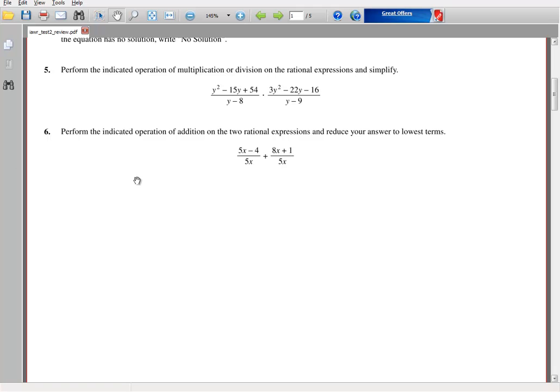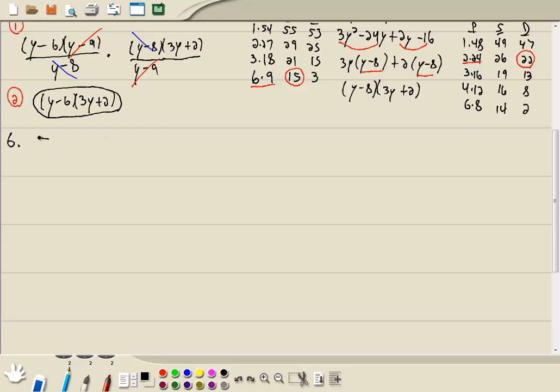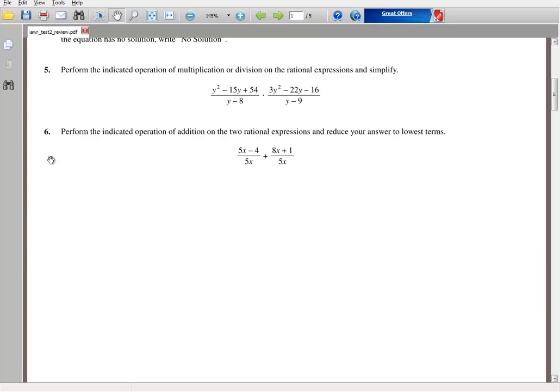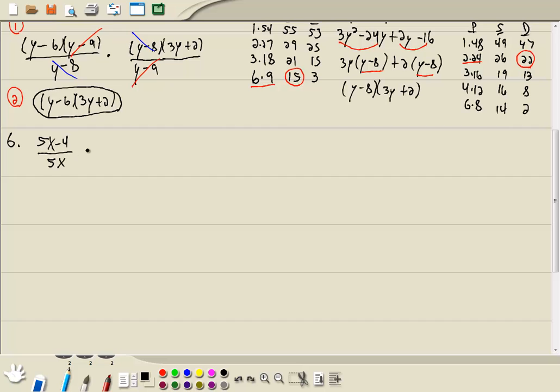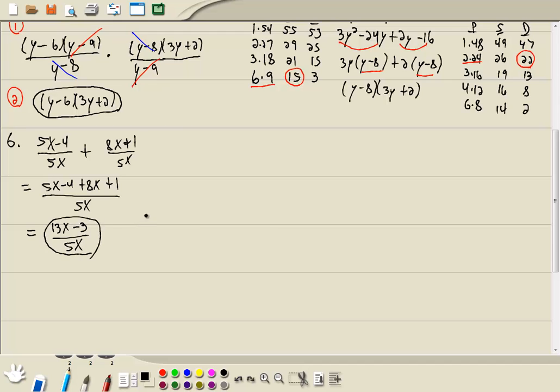Okay, problem number 6. We got 5x minus 4 over 5x plus 8x plus 1 over 5x. Now they already have the same denominator, so all I have to do is add or subtract top parts. In this case, add. So we got 5x minus 4 plus 8x plus 1 over 5x. Combine together like terms. 5x plus 8x is 13x. Negative 4 plus 1 is negative 3. So we got 13x minus 3 over 5x. And that's our answer.